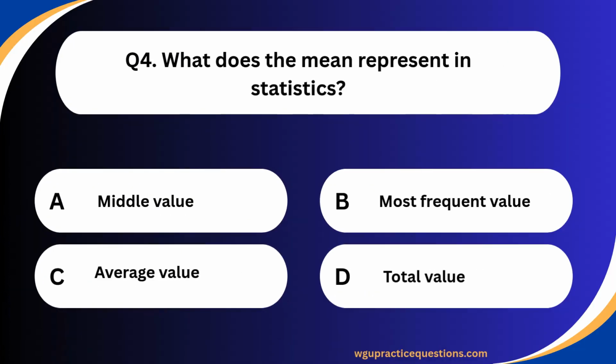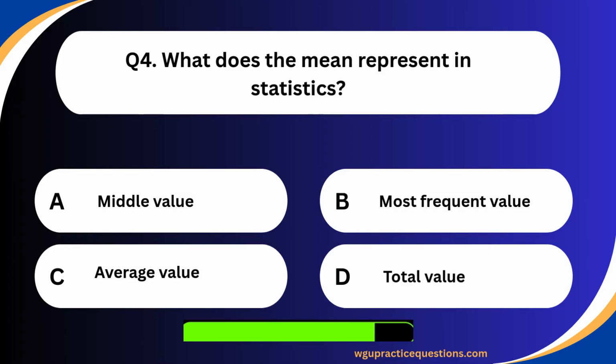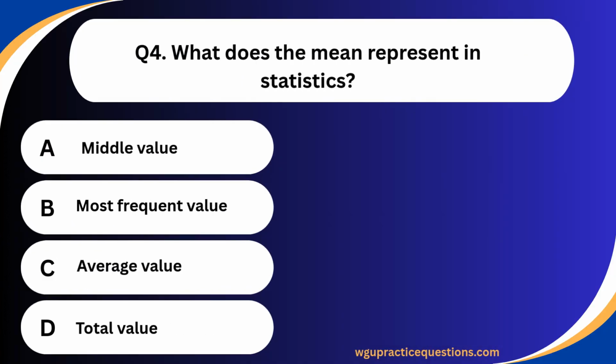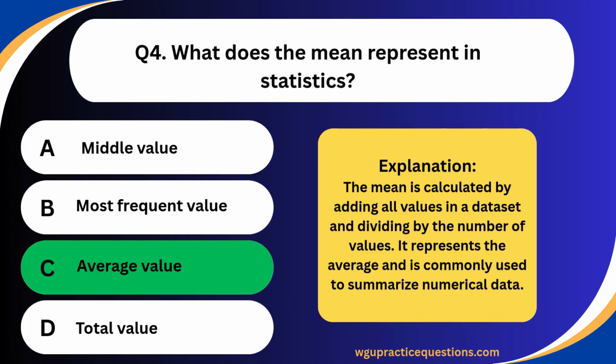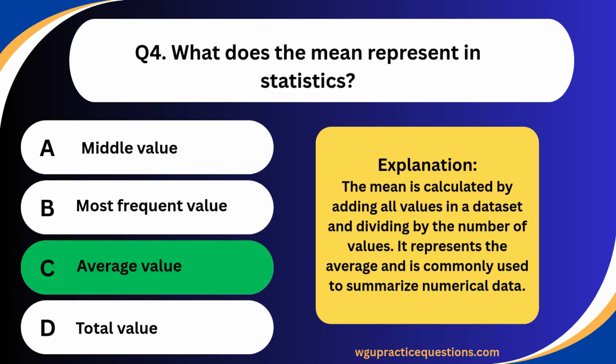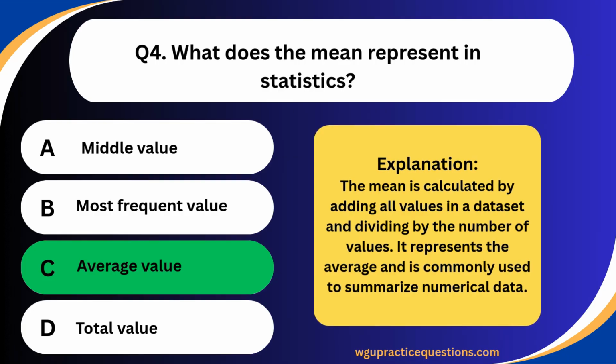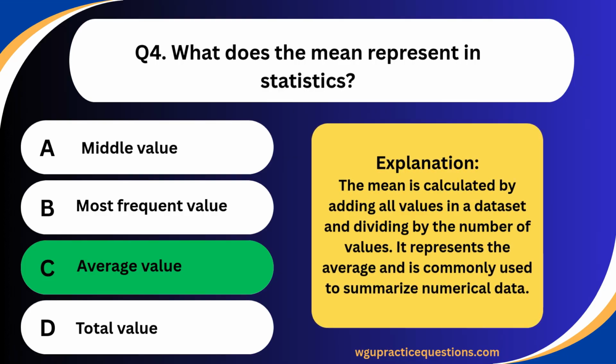Question 4. What does the mean represent in statistics? A. Middle value. B. Most frequent value. C. Average value. D. Total value. Which one is the correct answer? The correct answer is C. Average value. Explanation. The mean is calculated by adding all values in a dataset and dividing by the number of values. It represents the average and is commonly used to summarize numerical data.